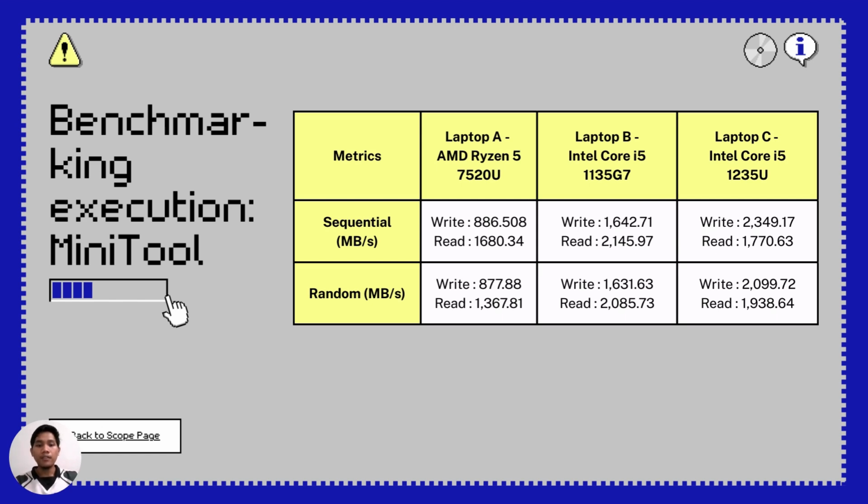And for the random, laptop A has the lowest for write and read. For laptop C, it has the highest write, and for the read, the highest is for laptop B.